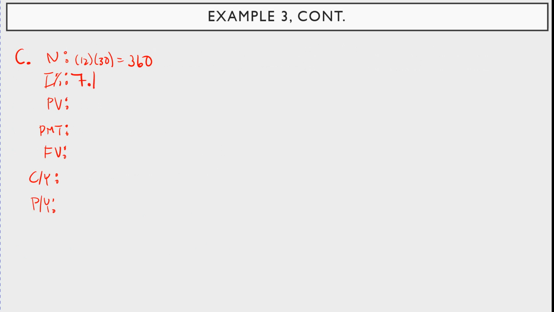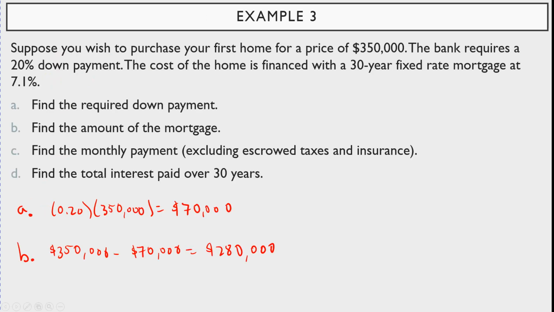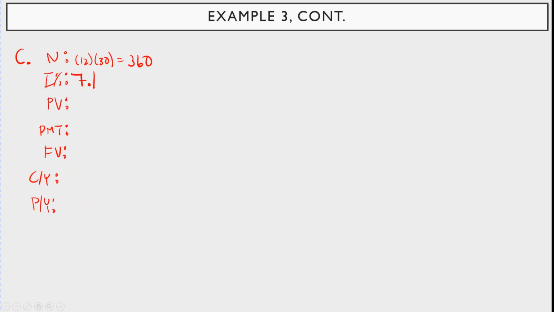Now here's where it gets a little crazy. Your loan amount, are they giving you the money now or in the future? They're giving you the money now. So that's the present value of your loan. It's $280,000. They're asking you to find the monthly payment, so that's what we're solving for. The future value of your loan, well, after you pay it off, it's going to be worth $0, because you're paying off the loan. Monthly payments, and your interest is compounded at the end of every month here.